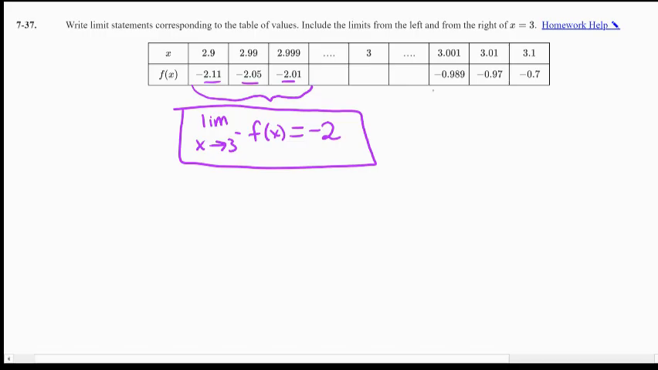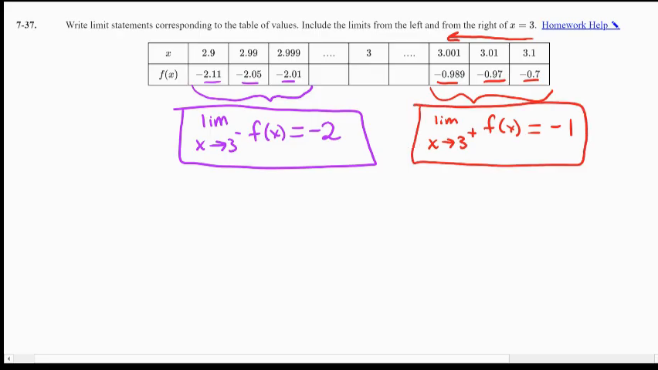Second side here, we're looking as we approach 3 from the right side. So we're approaching 3 from the larger values. So I would write this limit as x approaches 3 plus, because that's from the right side, of f of x equals. And then these values, as I get closer and closer and closer to 3, looks like it's approaching the value of -1. And so here's my limit that represents the right side of this function, the right side of 3.